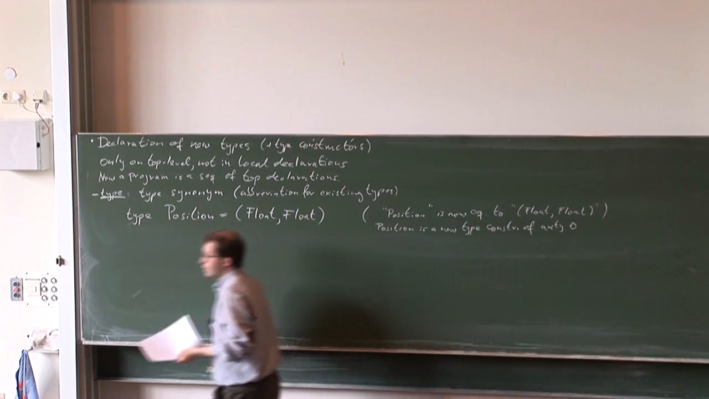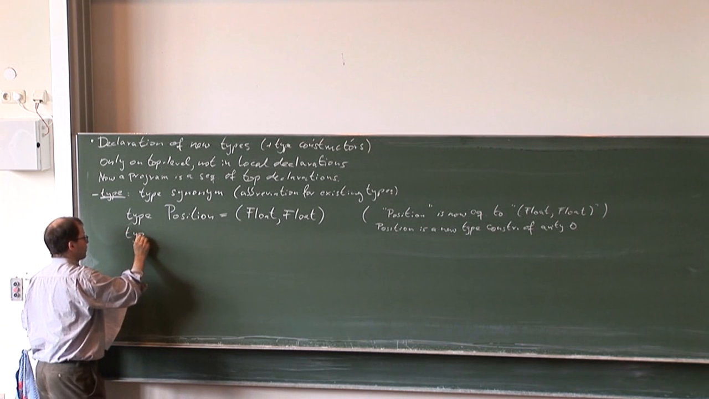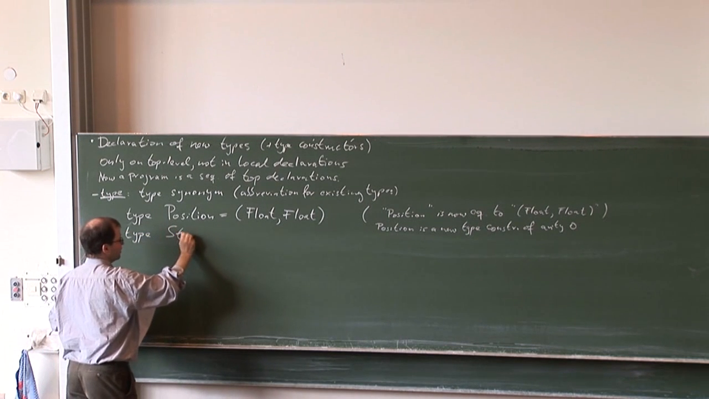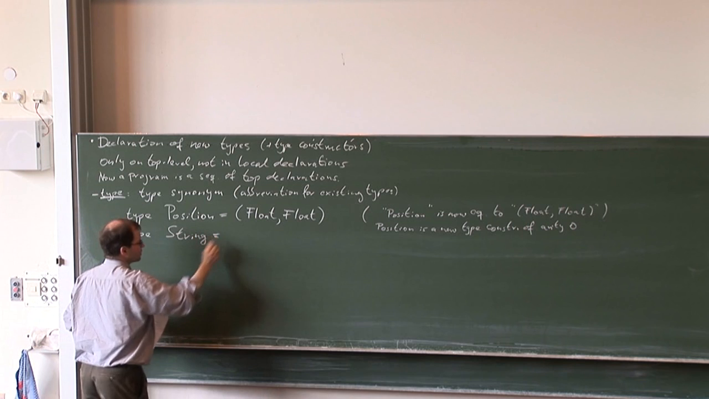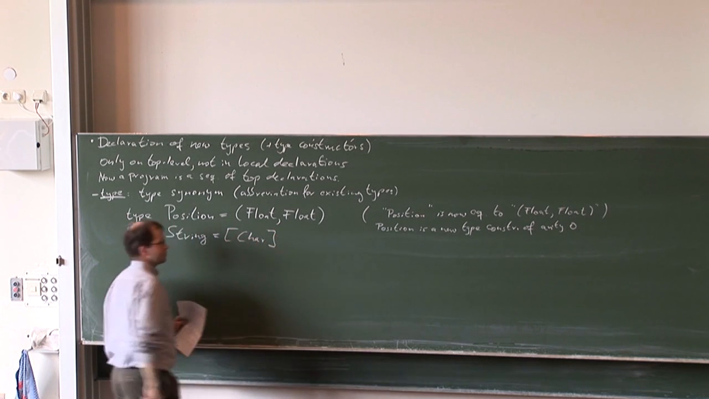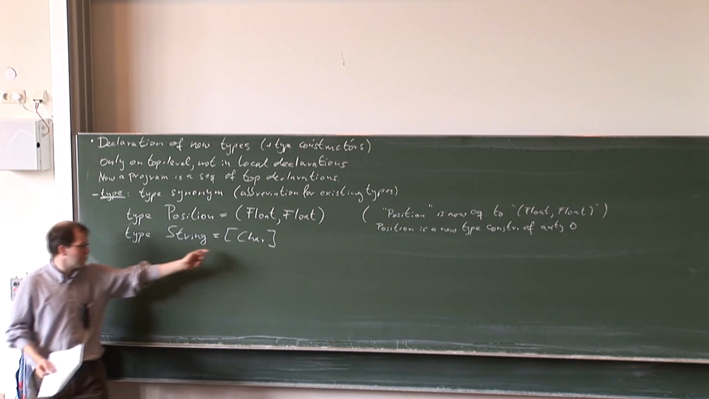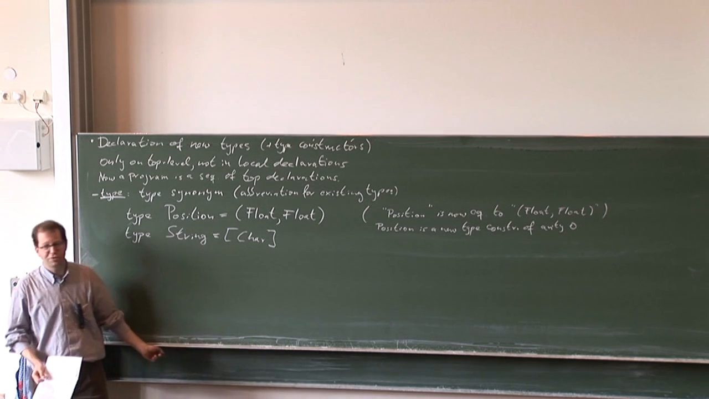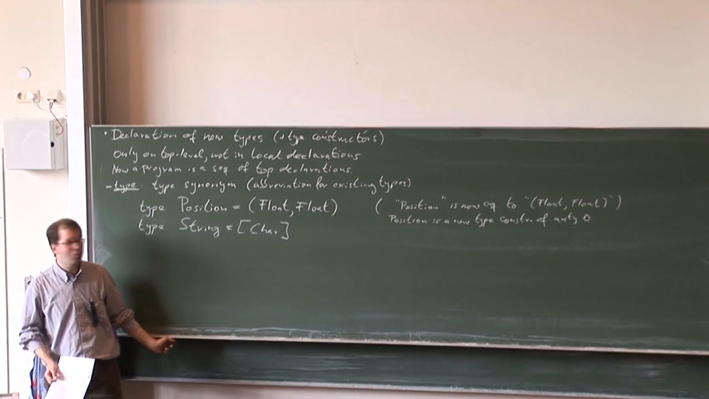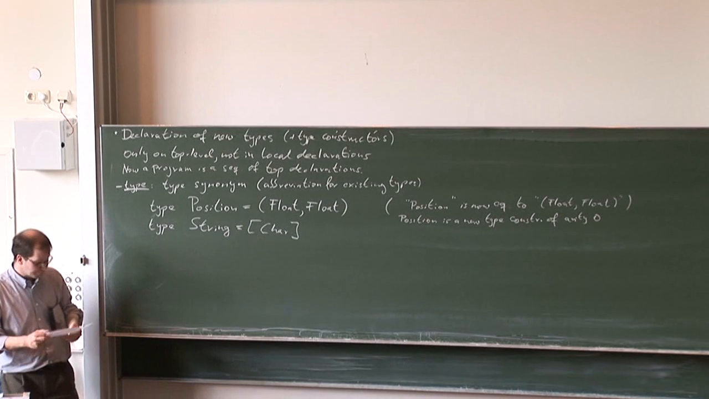Now, one of these type synonyms is predefined in Haskell. So in Haskell, a type constructor String is predefined. And String is simply an abbreviation for a list of Char. So this is completely the same thing. Whether you write String or whether you write list of characters makes no difference to Haskell. You can write whatever you want. This is just an abbreviation for this. This is predefined in Haskell.